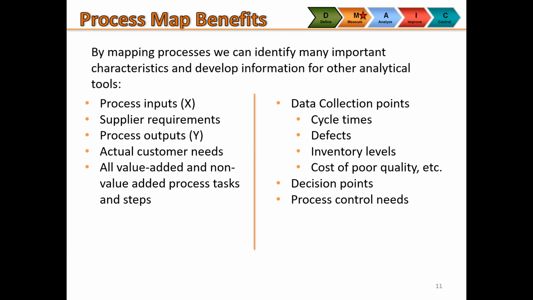Data collection points, it identifies those: cycle times, defects, inventory levels, cost of poor quality, etc. Decision points are identified and who has to make those decisions. And that's usually a big place for waiting. The waste of waiting is usually decision points. I have to give it to somebody to approve it, or someone has to sign off on it, and then process control needs. So here's how we do it.